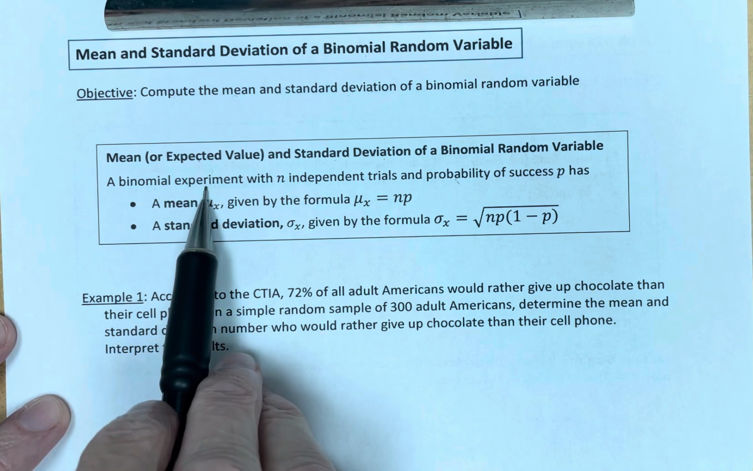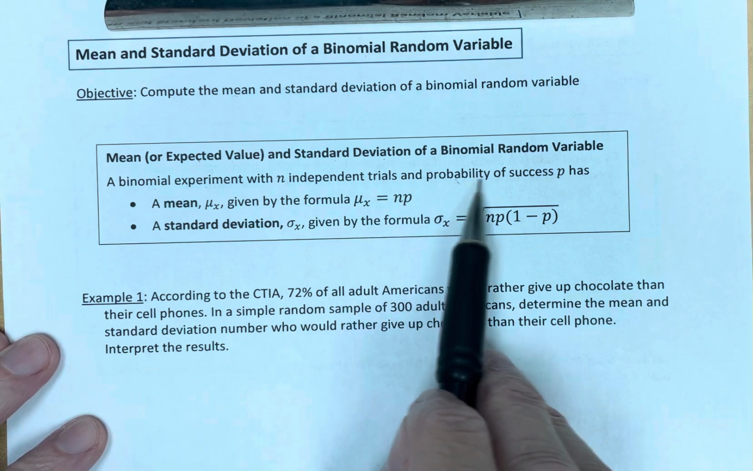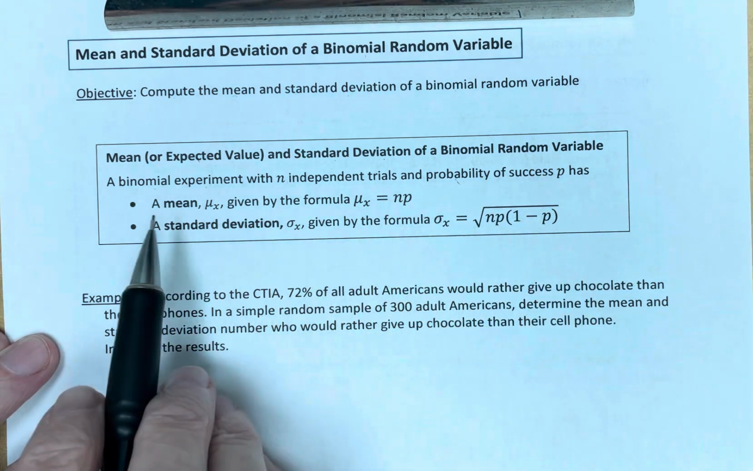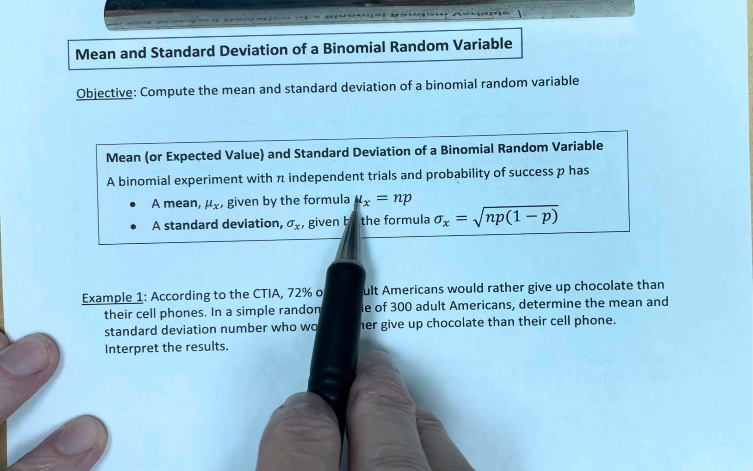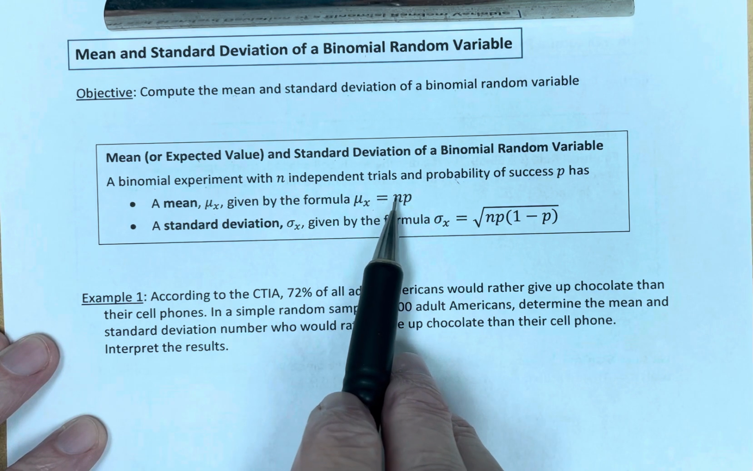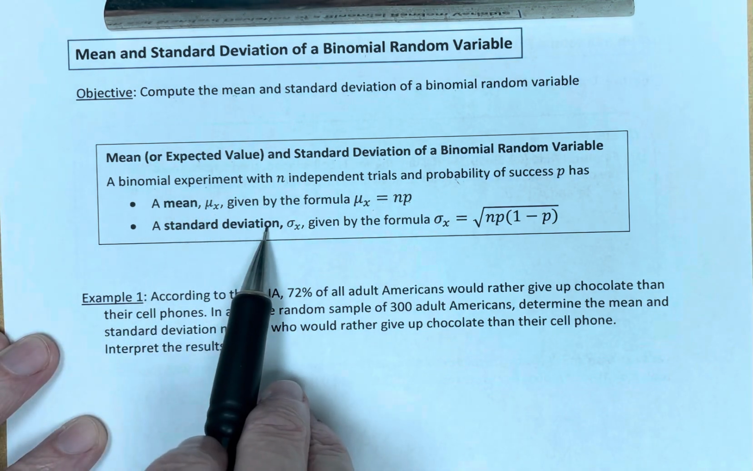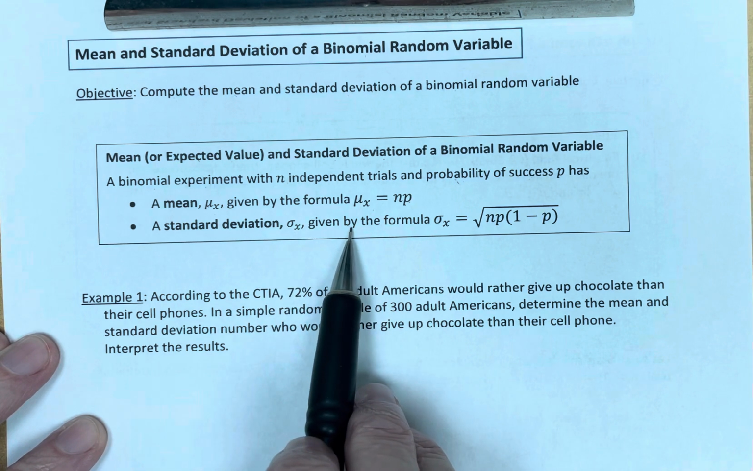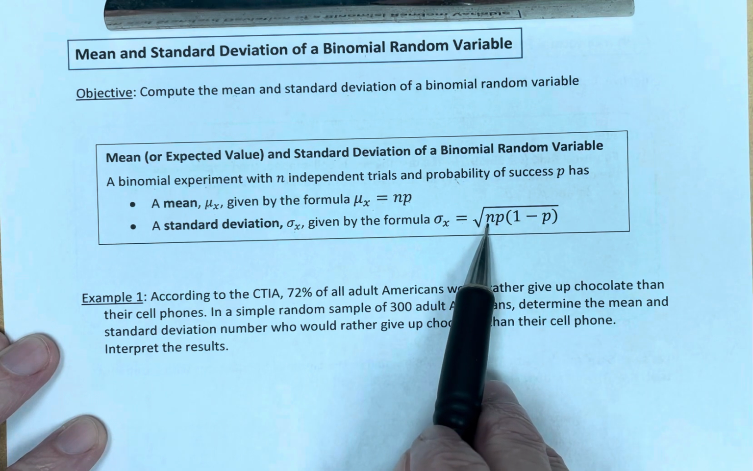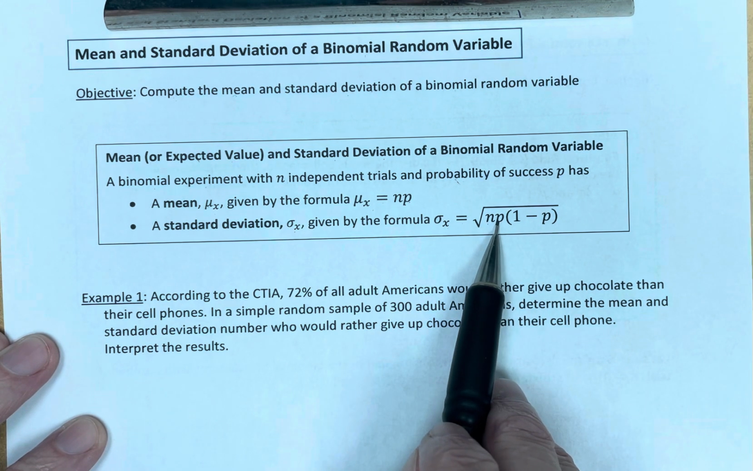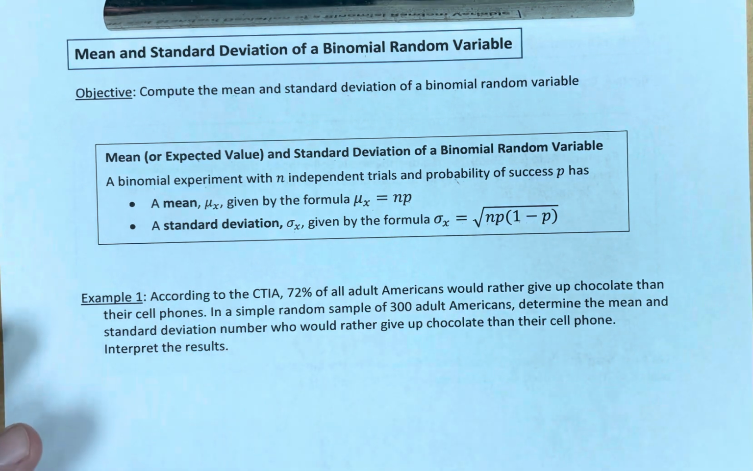A binomial experiment with n independent trials and probability of success p has a mean, mu sub x, given by the formula mu sub x is equal to the number of trials times the probability of success, and a standard deviation, sigma sub x, given by the formula sigma sub x is equal to the square root of the number of independent trials times the probability of success times 1 minus the probability of success.